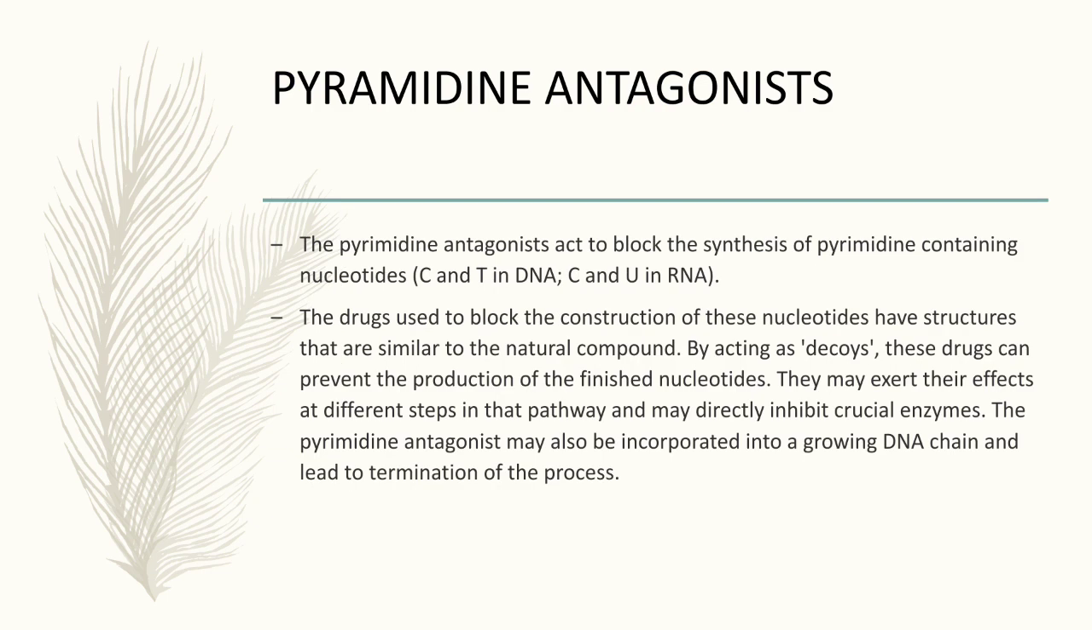Pyrimidine antagonists. These act to block the synthesis of pyrimidine-containing nucleotides: cytosine and thymine in DNA, cytosine and uracil in RNA. These drugs are used to block the construction of these nucleotides. They have a structure similar to a natural compound. By acting as decoys, these drugs can prevent the production of finished nucleotides. They may exert their effects at different steps in that pathway and may directly inhibit crucial enzymes. The pyrimidine antagonist may also be incorporated in a growing DNA chain and lead to termination of the process.